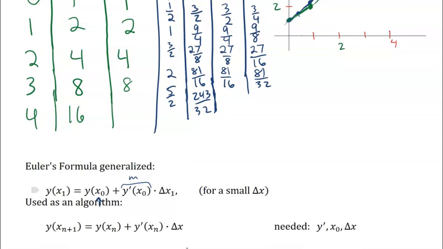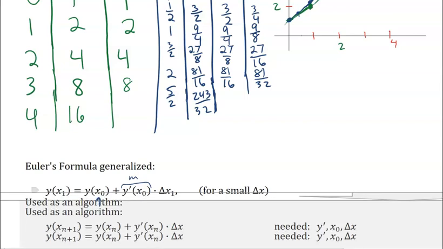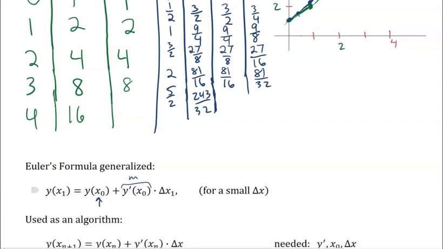We add that to the original value to get the new height, and then we repeat from there. So then y of x2 would be y of x1 plus y prime of x1 times delta x2, which is just delta x. Okay. Don't try and memorize the formula. Just understand that you are finding the slope, meaning derivative, multiplying it by the horizontal change, and adding that to the original y value to get the new y value, and then you repeat, okay?